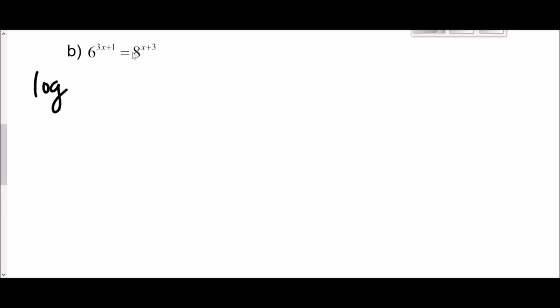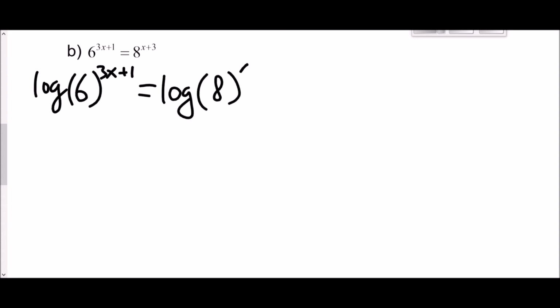Log of 6 raised to the power of 3x plus 1 equals log of 8 raised to the power of x plus 3. And then of course we can apply the power law by moving the exponent to the front. So on the left hand side we have (3x plus 1) times log 6. If you do that, put the brackets around, because we have some more math to do by distributing the terms.